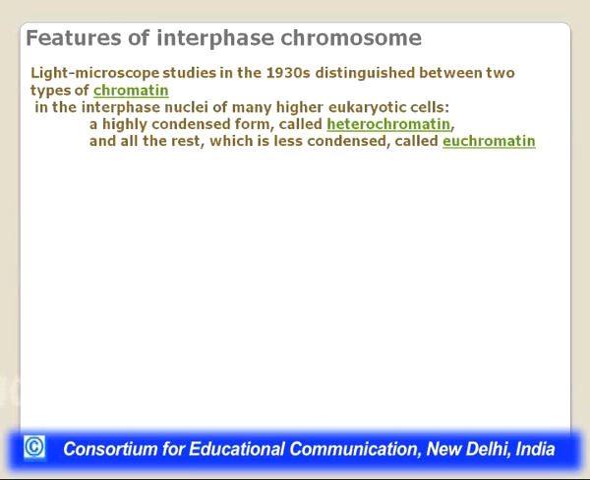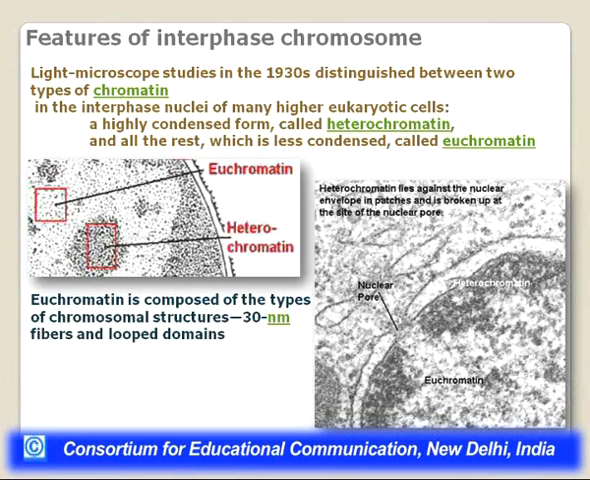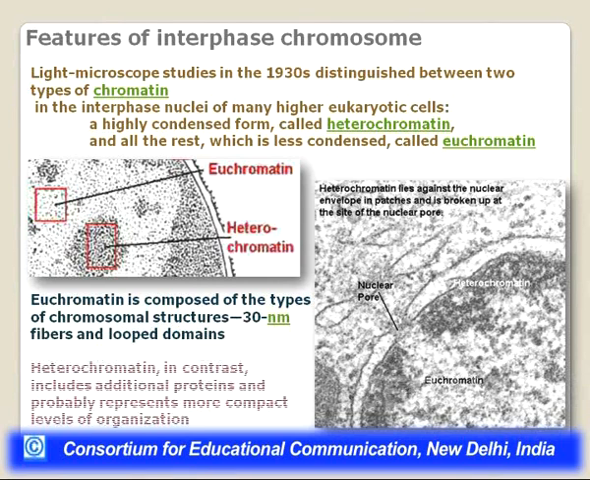The light microscope studies distinguish between two types of chromatin. As we talked about, the heterochromatin is the highly condensed form and the euchromatin is the less condensed form. The euchromatin is composed of the chromosomal structures which are the 30 nanometer fibers and loop domains. However, in heterochromatin, there is further compaction. So 30 nanometer fibers and looped domains are the euchromatin region, which is mostly the active part, and the heterochromatin part is a further kind of compaction and condensation.